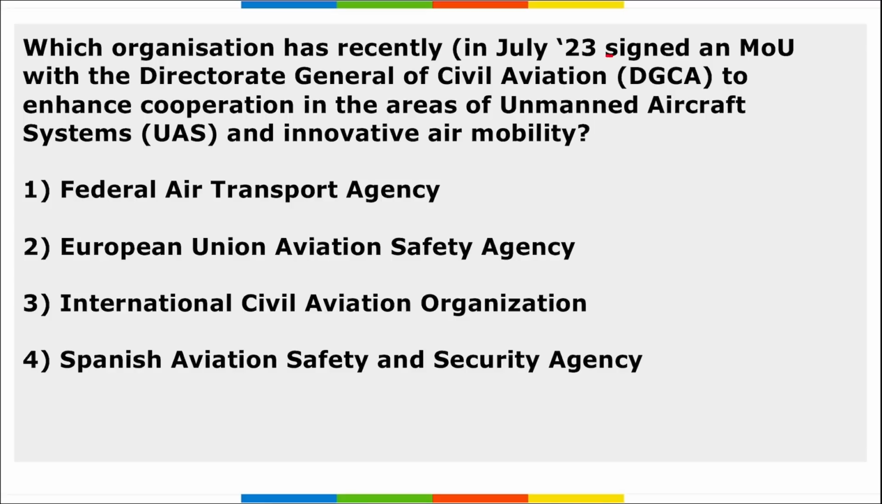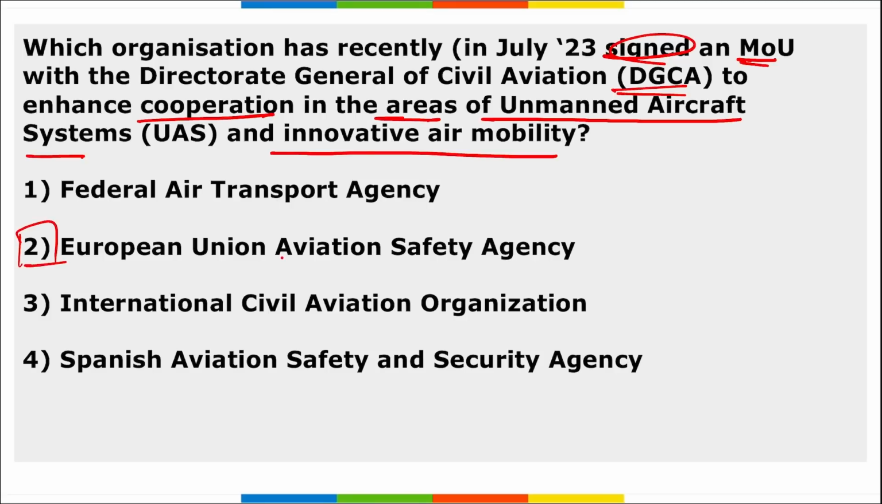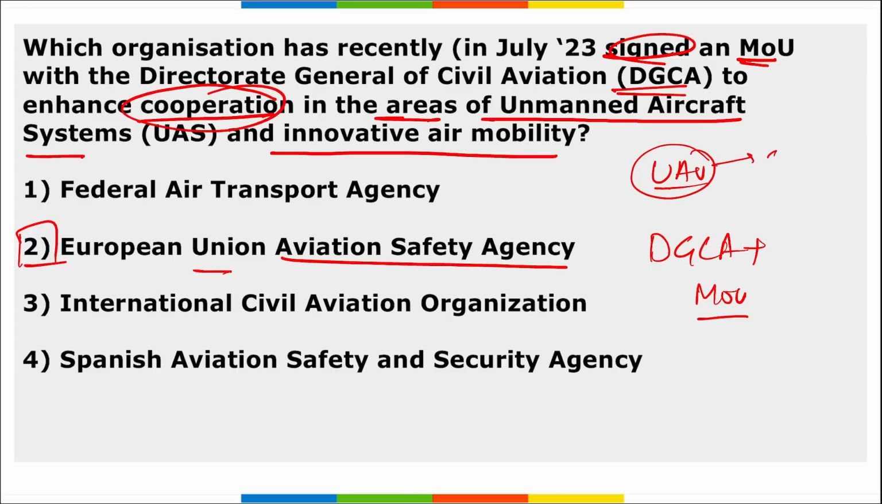Next, which organization has recently signed a memorandum of understanding with DGCA to enhance the cooperation in the areas of unmanned aircraft systems and innovative air mobility? It is the European Union Aviation Safety Agency. Correct? So coming back, DGCA recently signed this MOU with the European Union Aviation Safety Agency, to enhance the cooperation in the areas of UAV, that is unmanned aerial vehicles. These can be your drones, right? And innovative air mobility. This MOU will focus on the cooperation in the areas of development of certification standards, environmental standards, and related requirements for the certification and the use of these unmanned aircraft systems and innovative air mobility.